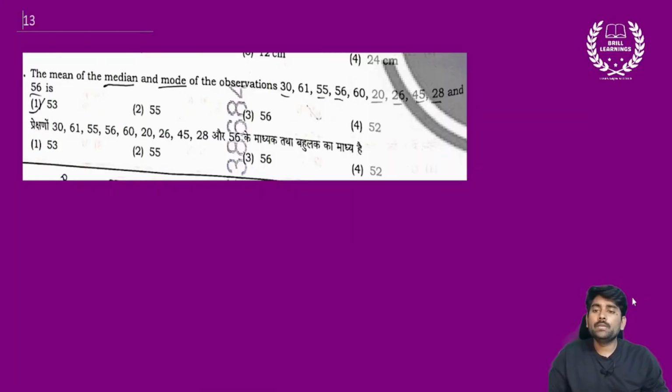The mean of the median and mode of the observations. They have given some data. So first we need to find the median and mode. Again we need to find the mean of these median and mode. Okay. So what is mode?